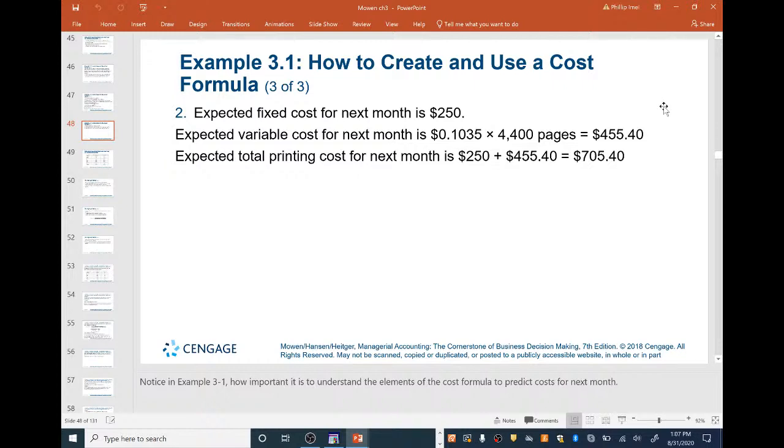So now, obviously, we can find the expected total printing cost for next month, because we have the fixed cost and the variable cost. So now all we have to do is add those two together, and that'll give us the total printing cost for next month.